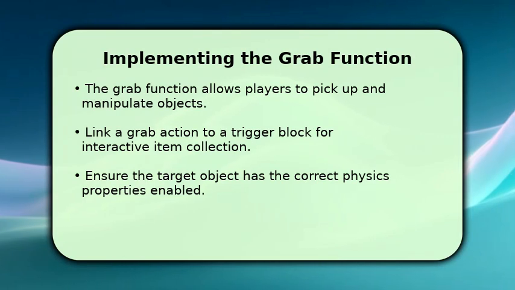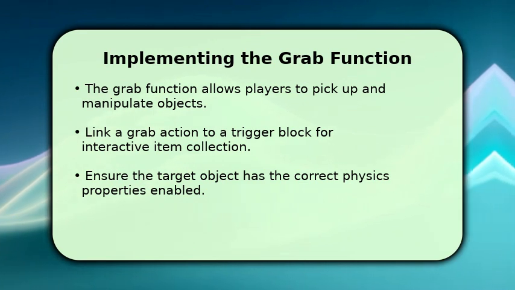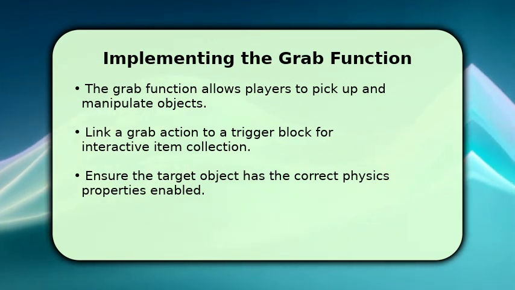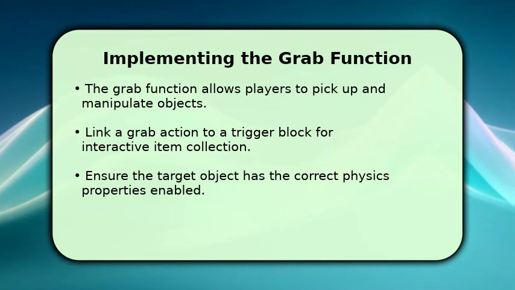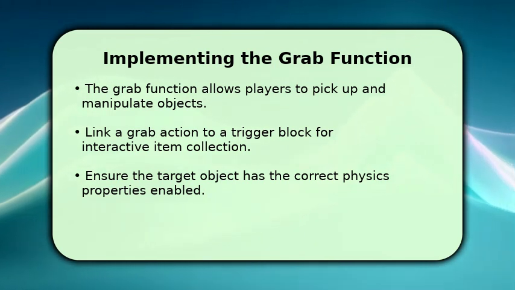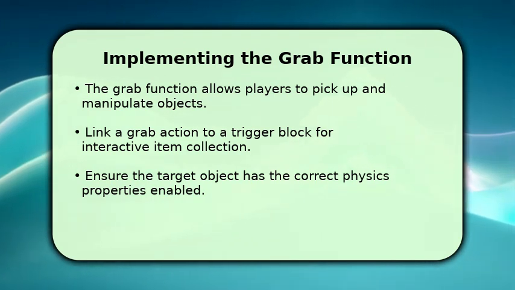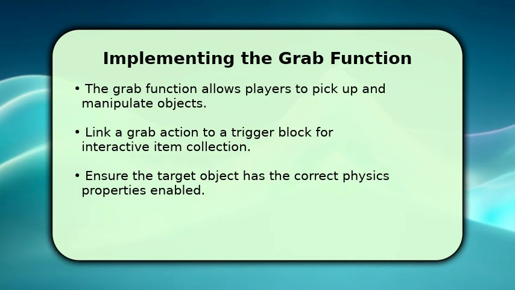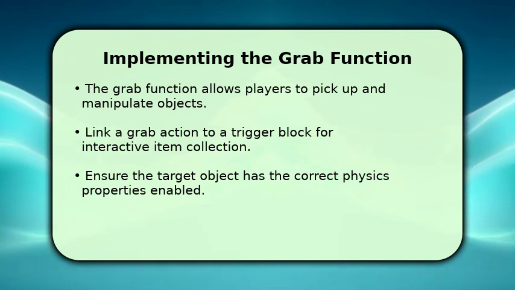Now, let's talk about the grab function. This feature enables players to pick up and interact with objects in your environment. To integrate this with a trigger block, you might set up a trigger that, upon activation, allows the player to grab a nearby item. For instance, when a player approaches a tool, a trigger could enable the grab function for that specific object. Remember to ensure the object you want to be grabbable has its physics properties correctly configured.